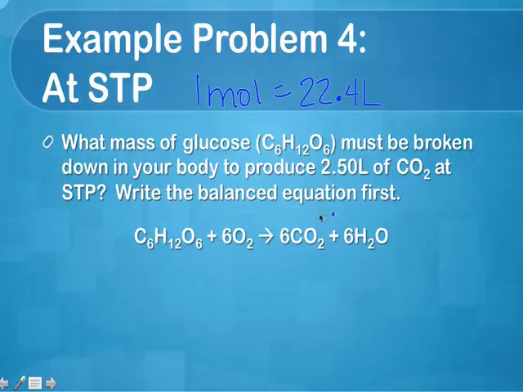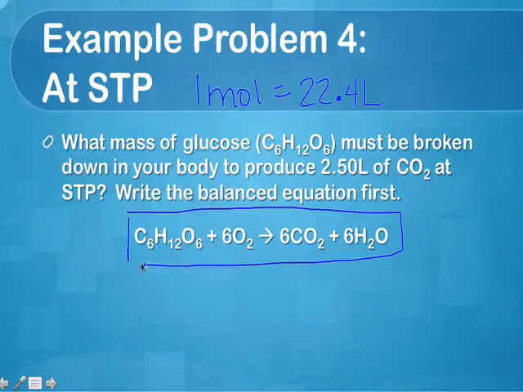Write the balanced equation first. Well, I've already done it. I put it in so you can look at it and write it down yourself. It's the combustion of glucose, and I've balanced it out. They're telling me I have 2.5 liters of carbon dioxide, and what they're asking is how many grams of the glucose are required to produce that much carbon dioxide.